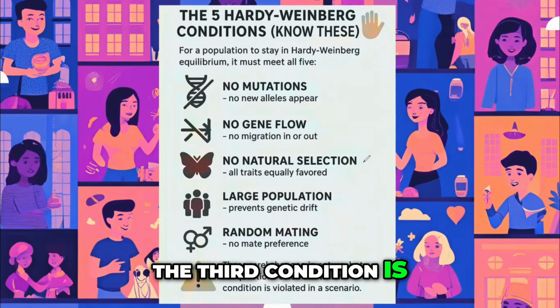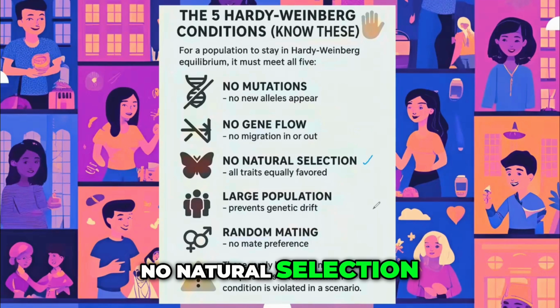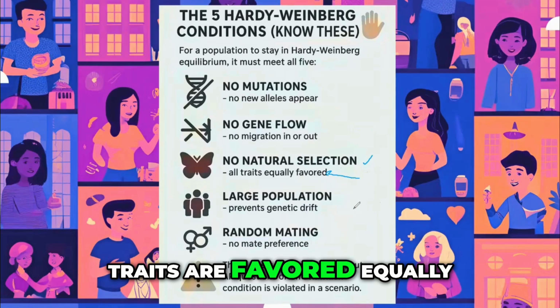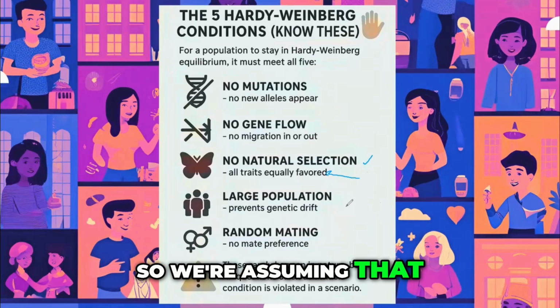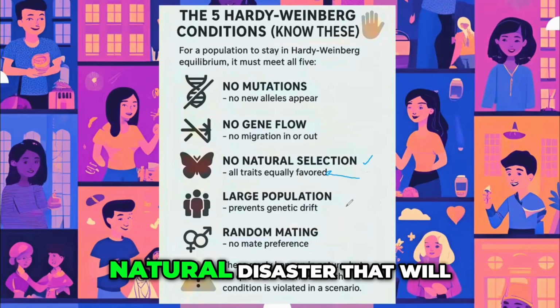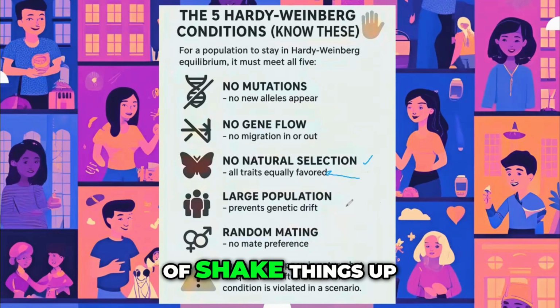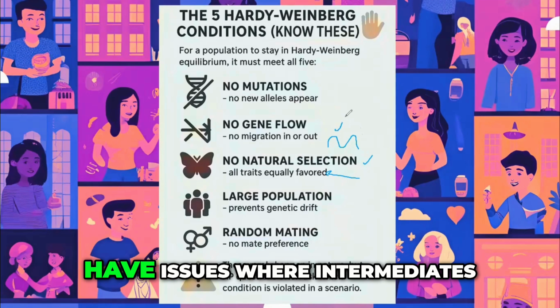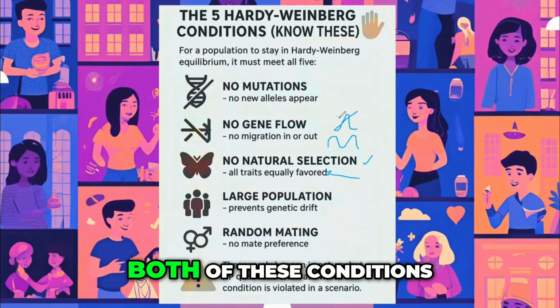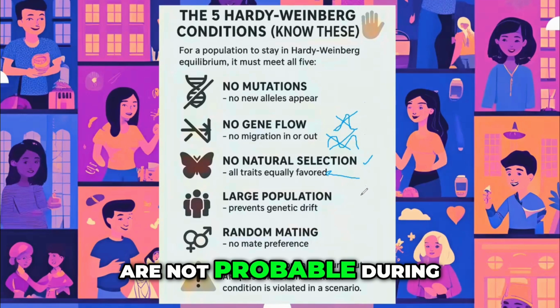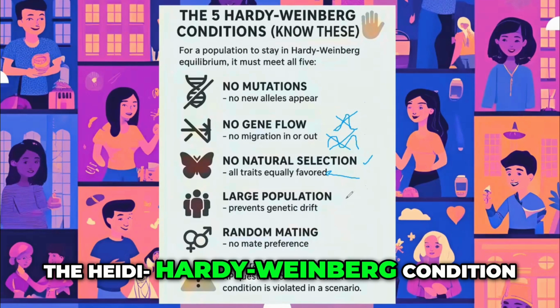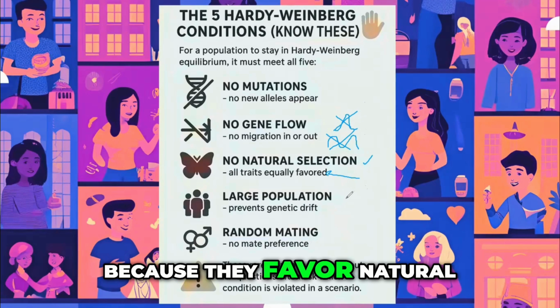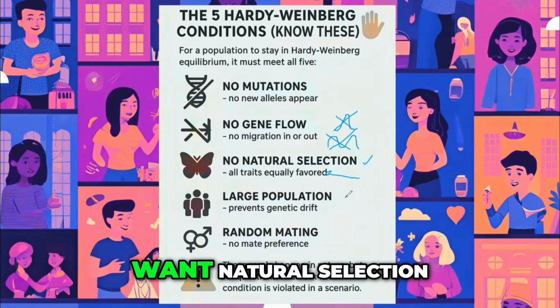The third condition is no natural selection. The thing is, we assume that all traits are favored equally. So we're assuming that when it's in the pool, there's nothing like a natural disaster that will come in and sort of shake things up. If you remember, you could have in natural selection, for example, an issue where extremes are favored, or you could have issues where intermediates are favored. Both of these conditions are not probable during the Hardy-Weinberg condition because they favor natural selection, and we don't want natural selection.